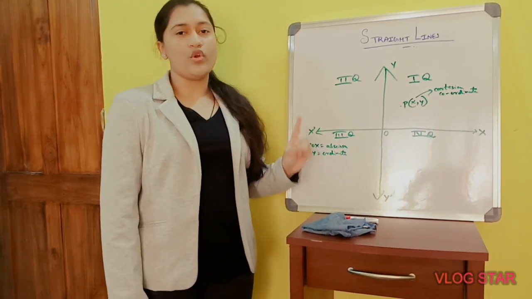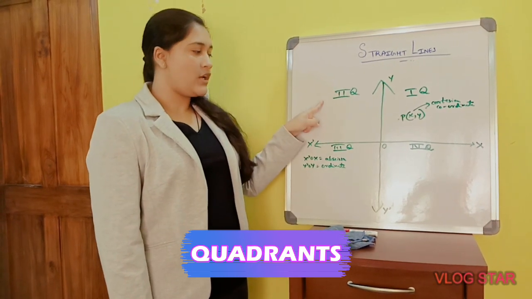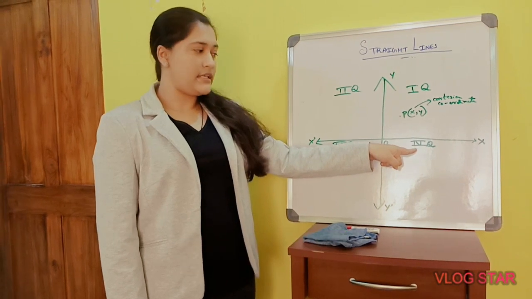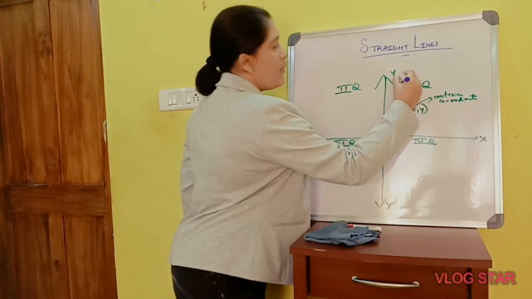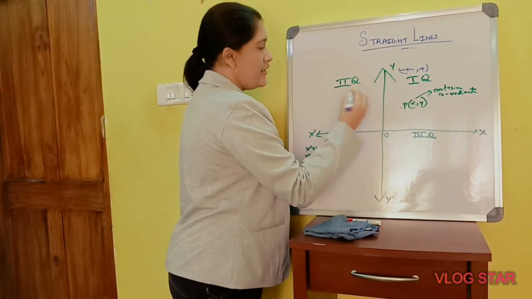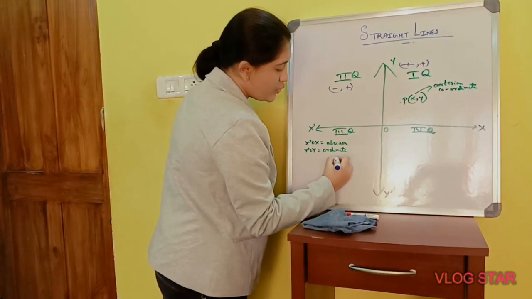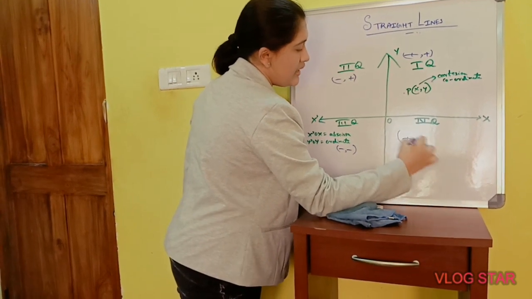Now let us move on to quadrants. This is the first quadrant, this is the second quadrant, down comes the third quadrant, and in the down right portion comes the fourth quadrant. Now in the first quadrant, both x and y values will be plus and plus. Here one will be minus, one will be plus. Here both will be minus minus. Here one will be plus and one will be minus.